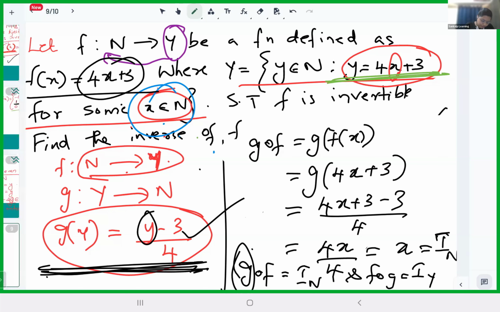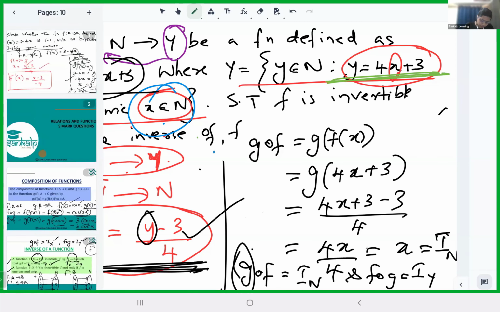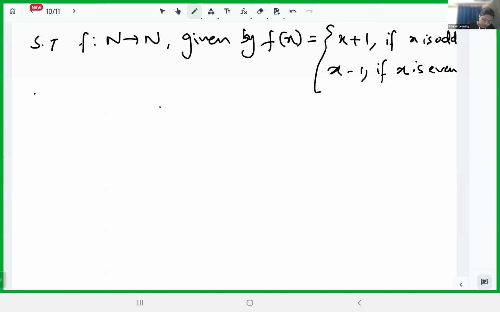All right, now we are moving on to the last question. Show that f from N to N, given by f of x equal to x plus 1 if x is odd, and x minus 1 if x is even, is both one-one and onto.